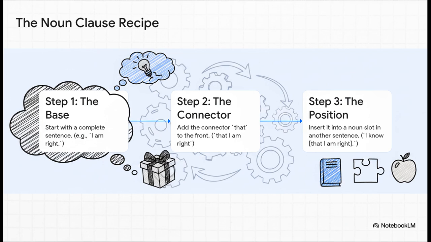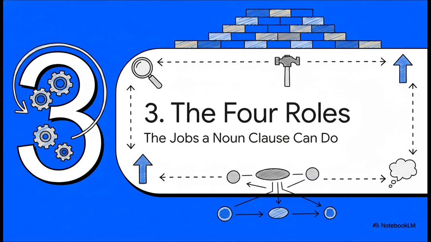Step 1, you grab a complete sentence. I am right. Step 2, you put this special connector, that, right at the beginning. Now it's a neat little package, that I am right. And for step 3, you just plug that entire package into another sentence, right where a noun like it or something would go. So I know something becomes I know that I am right. Boom. Simple as that.